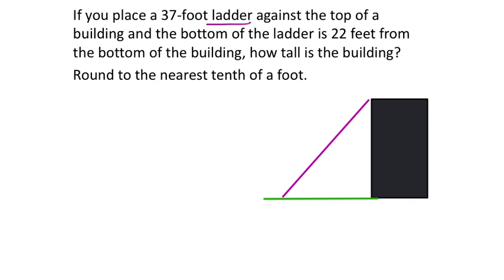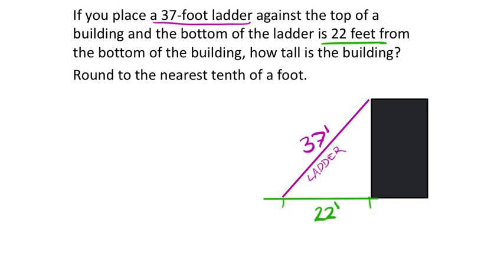But it says that the ladder itself, which is the purple line right here, there's my ladder, is 37 feet long. So I'm going to label this as 37 feet. The next length that it tells me is that the bottom of the ladder is 22 feet from the bottom of the building. That is from where the ladder touches the ground to the base of the building. That is this length right here, which is 22 feet.